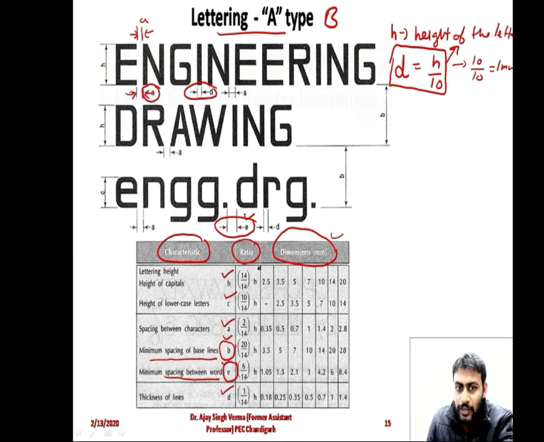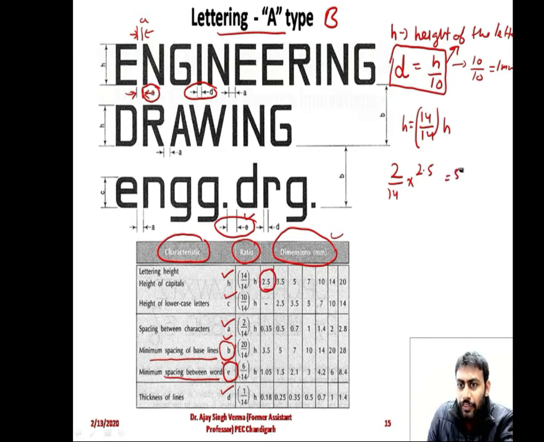Here we can see the height of the letter is 14 by 14 H. So the height of the letter is termed as your H. Further, if I take 2.5 mm as the height of the letter, then the lowercase letter height will be 10 by 14 H, and the space between characters is 2 by 14 H. H we have counted here as 2.5 mm from this table.